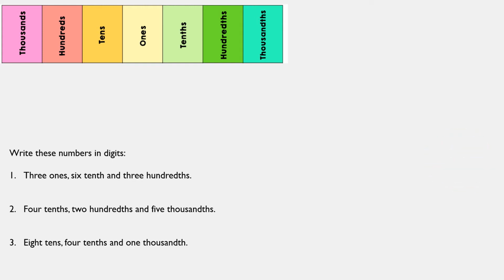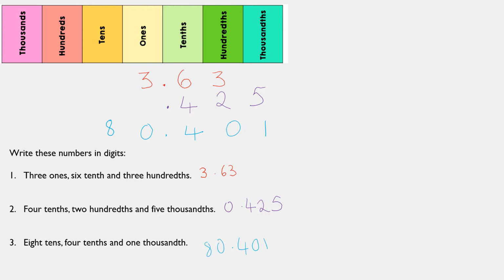Starting with the first one then, so we need to write 3 ones, 6 tenths, and 3 hundredths, which is 3.63. Our next one is 4 tenths, so that's going to go here, which means we're going to put the decimal point there. 2 hundredths and 5 thousandths, so that's going to be 0.425. And number 3 is 8 tenths, 4 tenths, and 1 thousandths. So we need to put the zeros in those missing areas, and that's going to give us 80.401.